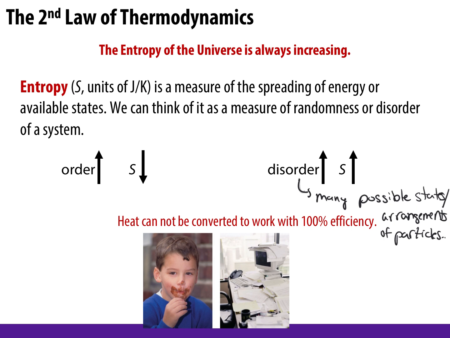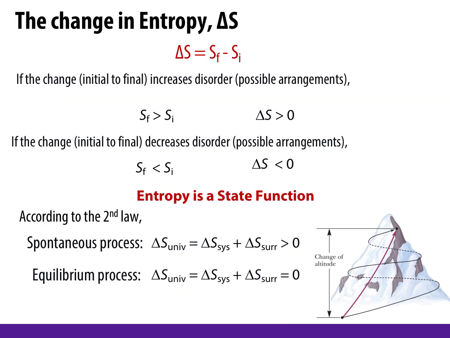The discovery of the second law was motivated by this idea that heat can't actually be converted to work with 100% efficiency. This was very important when developing steam engines in the 1800s. Entropy, though it took a lot of work for scientists to discover, is another thermodynamic variable or state function. So it's also true that we can calculate delta S by just taking final minus initial. And so if a process increases the amount of disorder or increases the possible arrangements, it will have a positive delta S. If it decreases disorder or decreases the possible arrangements, it will have a negative delta S.